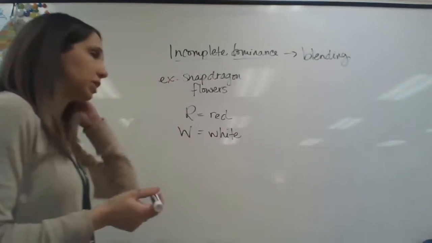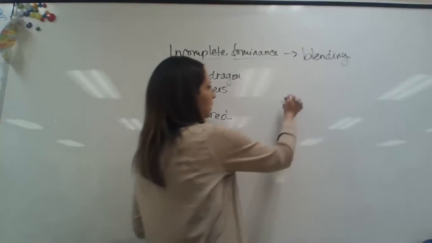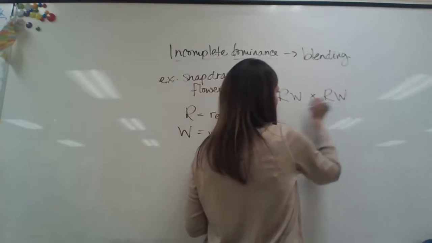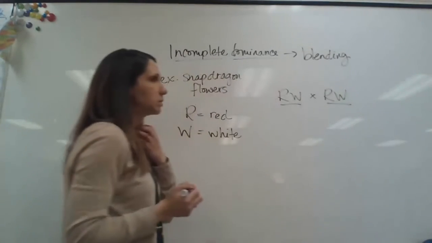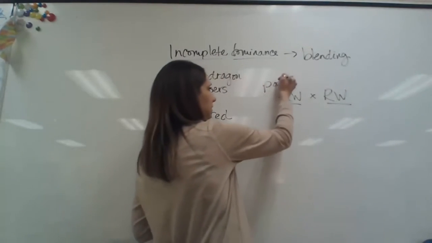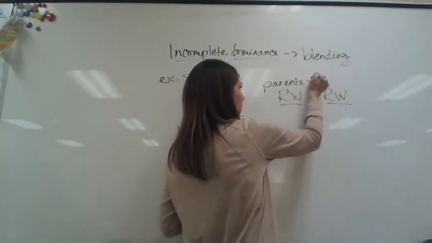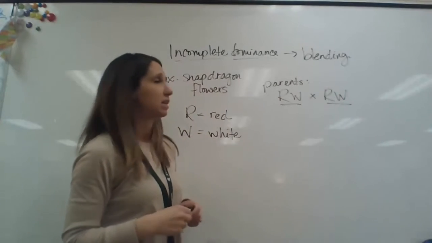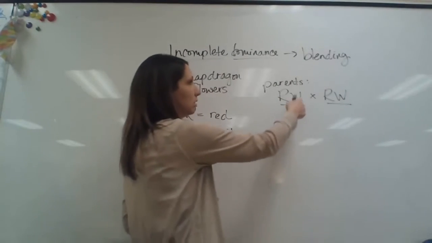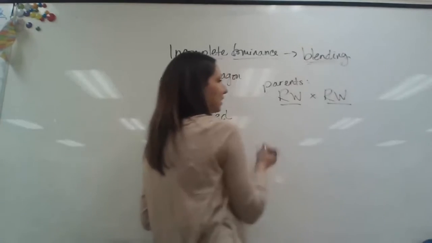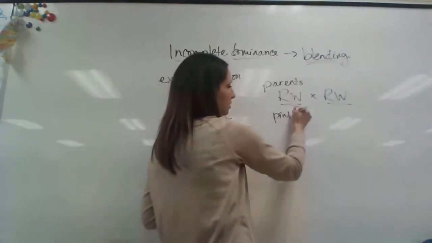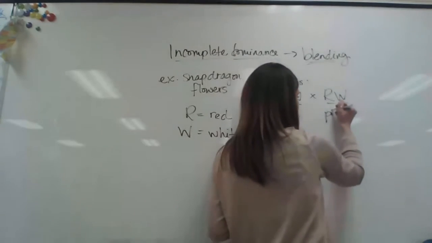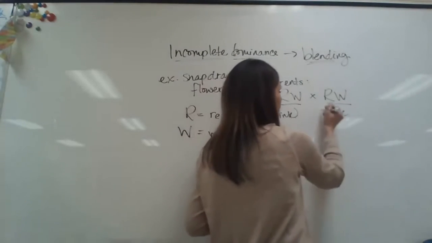So if we look at snapdragons, and let's say that I want to cross two snapdragon parent flowers that have these two genotypes. All right, so we could say these are my parents. So we have RW crossed with RW. And so what that tells me, given the fact that I'm saying this is blending, is RW is going to represent a pink flower, okay? RW over here also is going to be pink in terms of its phenotype.